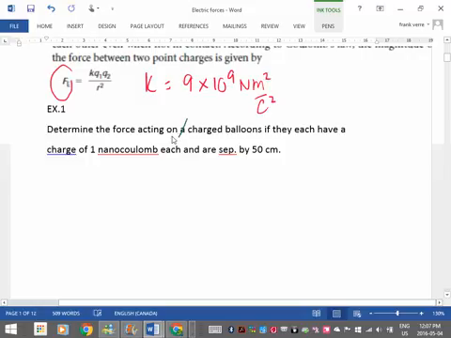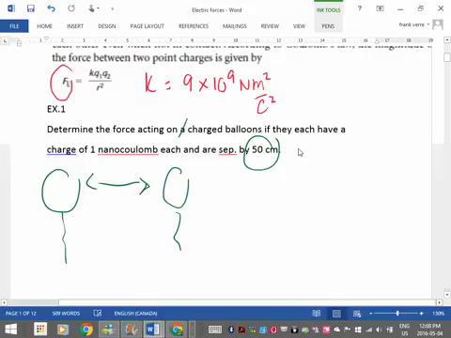Yeah. So we have 2 charged balloons. Imagine we have 2 charged balloons. And they are separated by a distance of 50 centimeters. But remember, the distance has to be in what? Meters. The distance has to be in meters. So d is 0.5 meters. Now, each balloon has a charge of 1 nanocoulomb.